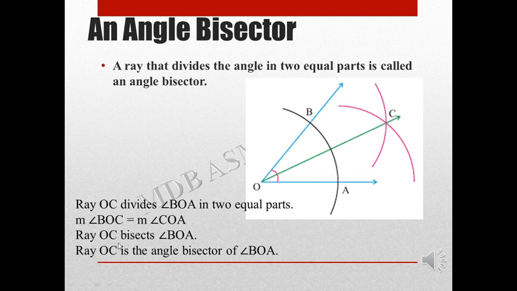Again, I'll repeat the meaning of the word bisects. Bisects means to make two equal parts. So ray OC divides angle BOA into two equal parts. Hence, we say that ray OC is the angle bisector of angle BOA.